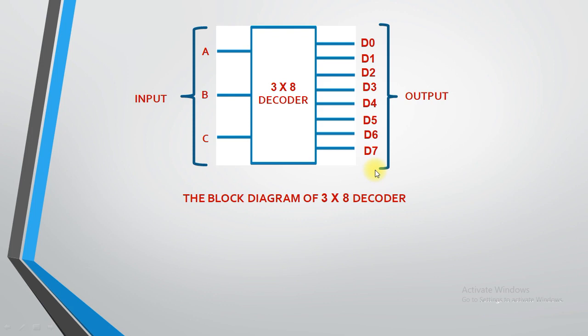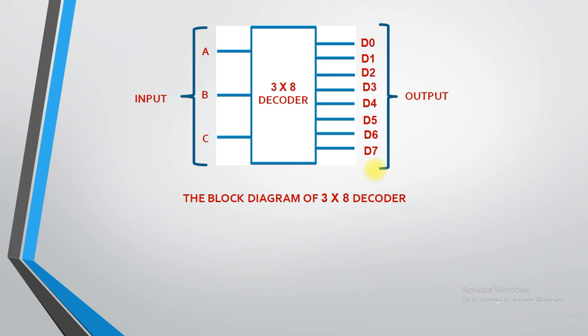Now how to form a truth table? Try to develop the truth table for the 3 by 8 decoder based on the 2 by 4 decoder. First of all, you need to write the 3 input variables A, B and C. Now what is your next step? You need to write all the possible combinations for A, B and C.